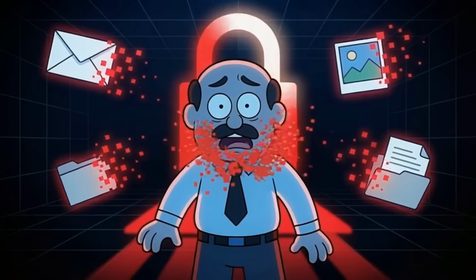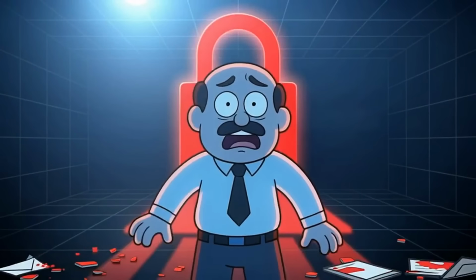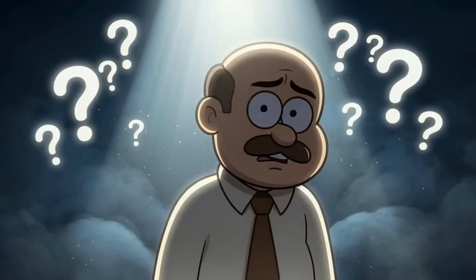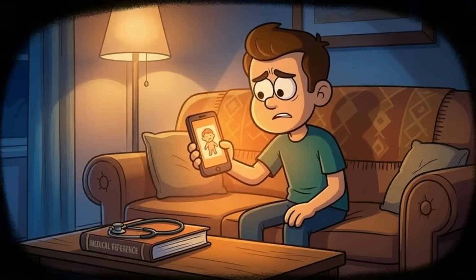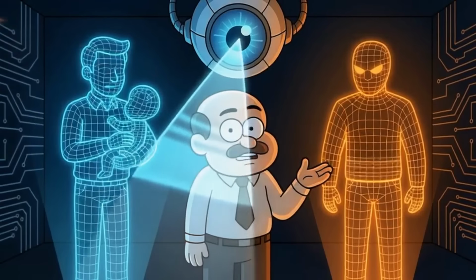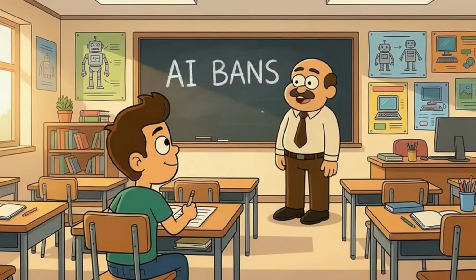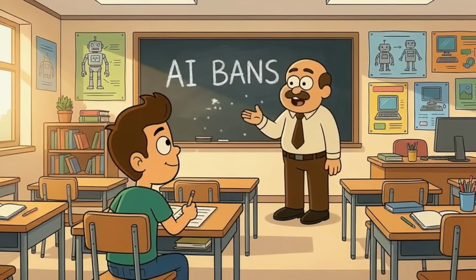Your Google account just disappeared overnight. Email, photos, documents, everything locked. Why did this happen? You sent your pediatrician a photo of your sick toddler. Ever wonder how an AI designed to protect children can't tell the difference between a worried parent and an actual predator? Today, I'll explain AI content moderation bans like you're 5 years old.